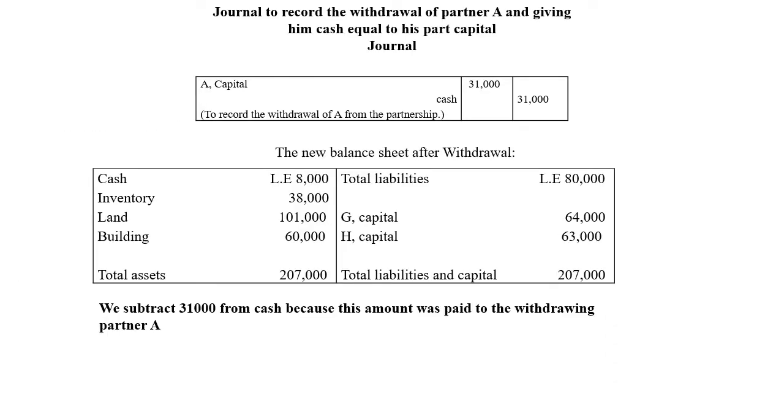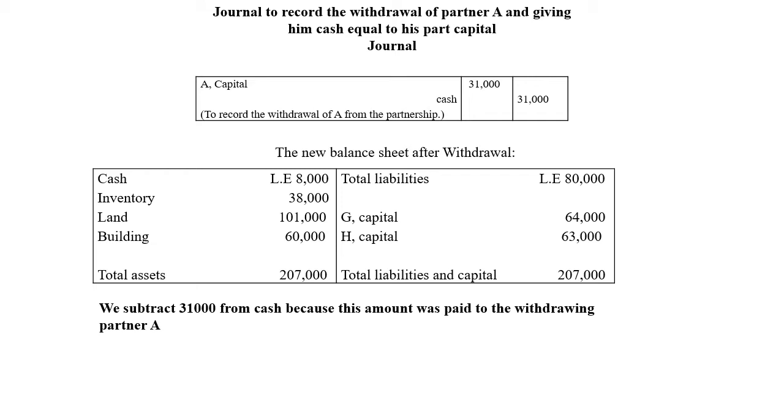So let us go to the next slide and see the journal entry to record the withdrawal of partner A. His capital with the value of 31,000 was debited totally to close his capital because he's leaving the business. So I'm closing his capital by putting his capital in the debit side by the whole value of his capital. And cash will be given to him from the partnership. So cash is going out in the credit side. So the journal entry to record the withdrawal of partner A will be debit capital A and credit cash.